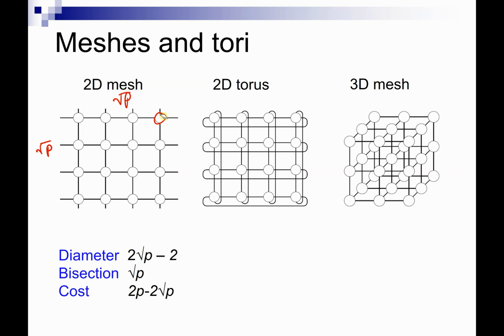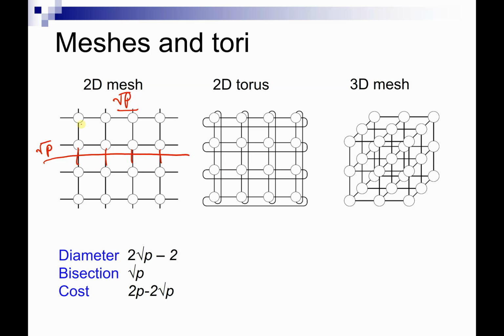And the bisection width is also pretty good for these networks, because if you want to split this network in half, then what you need to do is you basically need to cut across the network. Now how many edges do you need to cut? Well, you need to cut square root p edges. You need to cut all of these edges. So again, compared to the 1D topology, which has a bisection width of 1, right now we have a much higher bisection width, and we can do more communication between the two halves. And the cost hasn't increased too much.